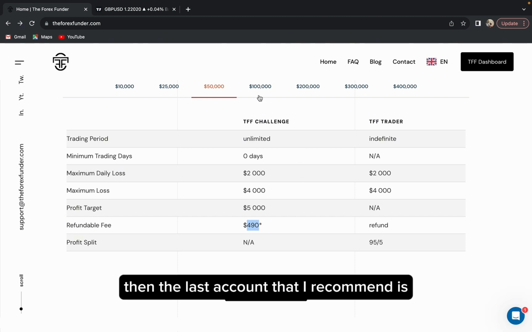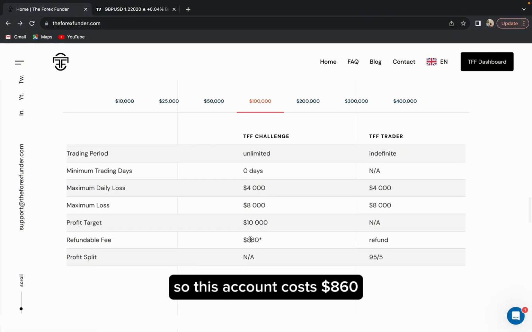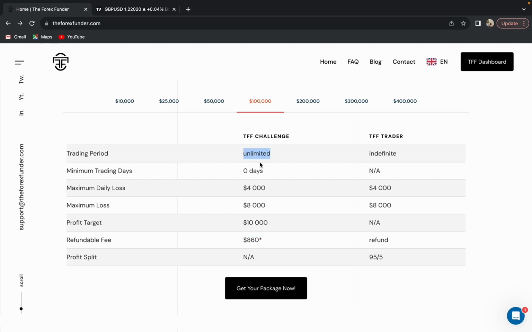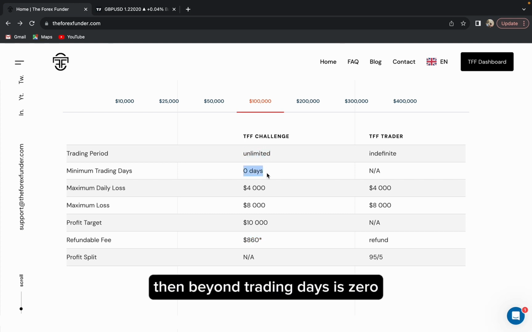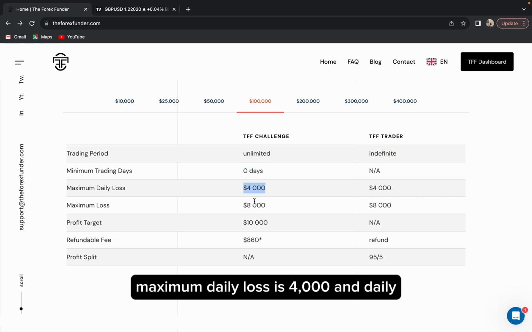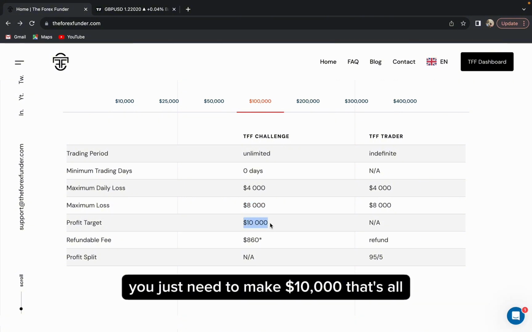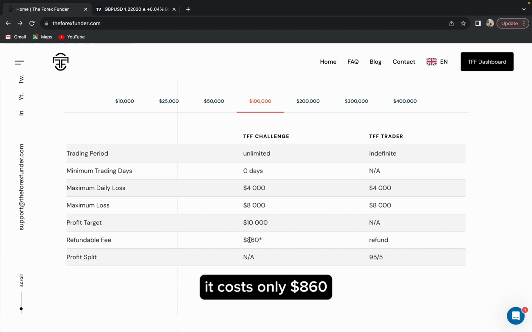Then the last account that I recommend is the 100k account. This account costs $860. The trading period is unlimited, as you can see. Then minimum trading days is 0, the maximum daily loss is $4,000, and the maximum loss is $8,000, as you can see. Then the profit target here, you just need to make $10,000, that's all. And this account costs only $860, as you can see, traders.